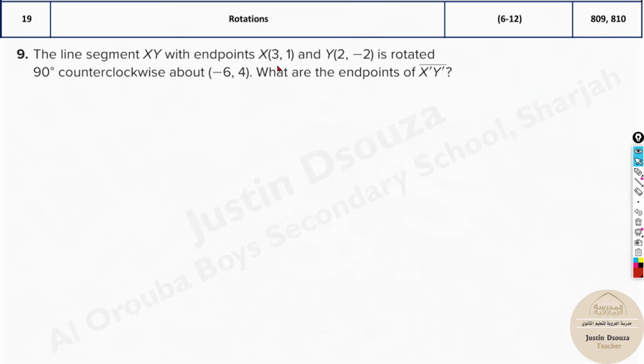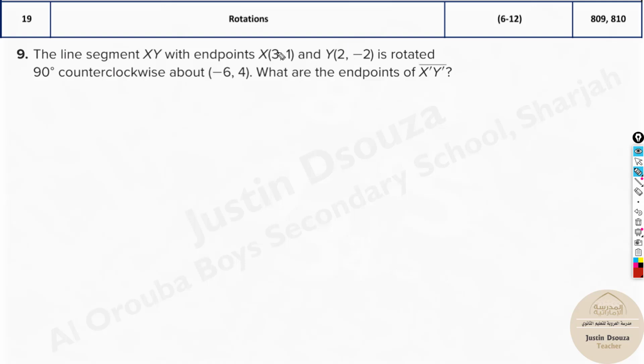And now we have another similar problem which we did a while ago. XY with endpoints is given. There are 2 points over here. This is rotated 90 degrees counterclockwise about minus 6, 4. See, such problems will come. Generally, where you have to use the starting problems, right? 2 problems where you use the formula, where you have to analyze these points. These are most likely to come.